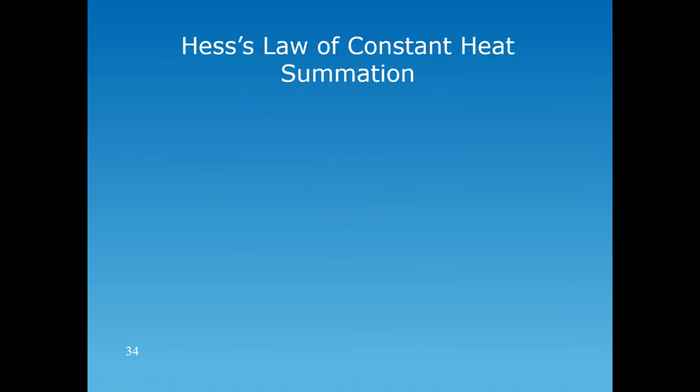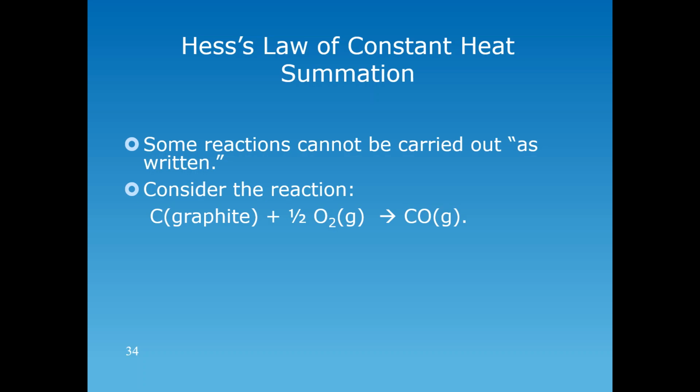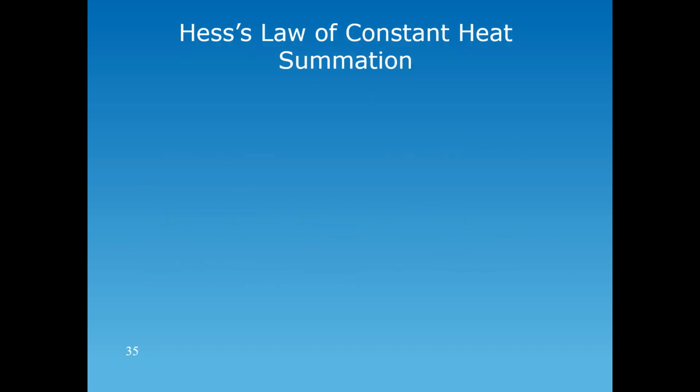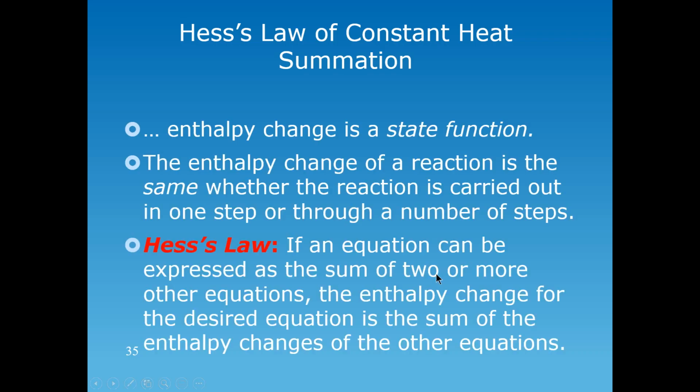And basically, Hess's law deals with the fact that, well, let me get to Hess's law first and then talk about the example. So Hess's law says if an equation can be expressed as a sum of two or more other equations, the enthalpy change for the desired equation is the sum of the enthalpy changes of the other equations, all right? So basically what they're saying here, and that is covered in this sentence right here, the enthalpy change of a reaction is the same whether or not the reaction is carried out in one step or through a number of steps. So this is just basically another way of saying Hess's law, all right?